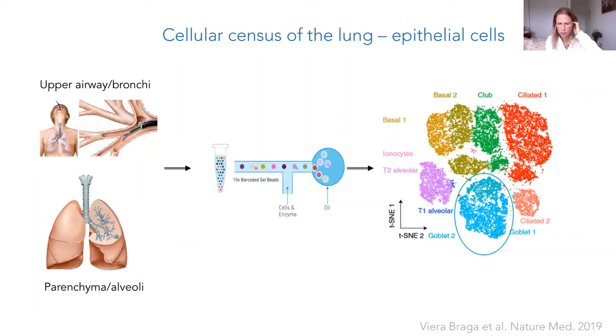I showed you the chip animation, the film of the single cells being trapped inside chips. Here we're using that current technology of microfluidic droplets, where the individual cells are flowed into a microfluidic circuit. They meet beads and are encapsulated in droplets, and we're then able to map out the epithelial cells in the bronchi, in the parenchyma, and actually also in the upper airways, in other words, in the nose. And we're able to define these cells in unprecedented detail.